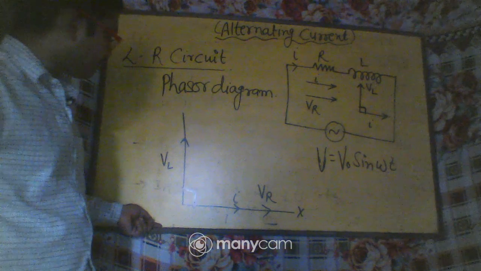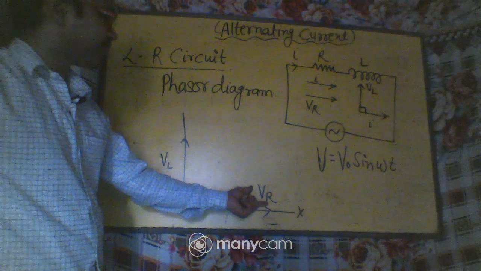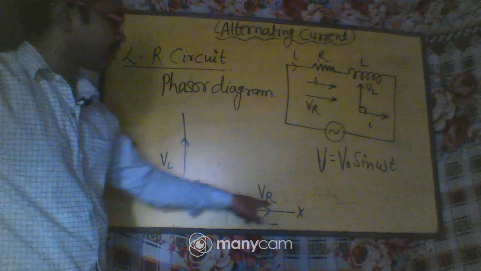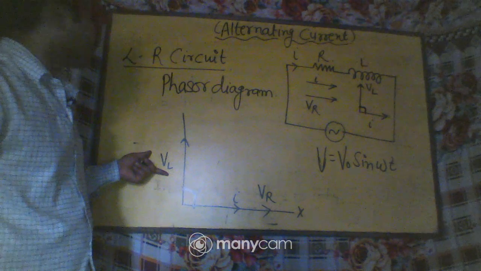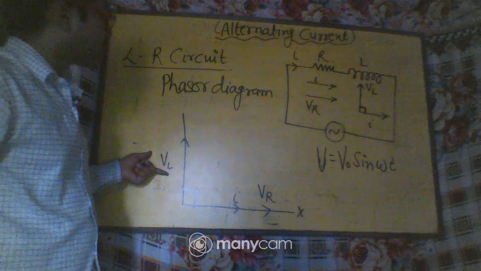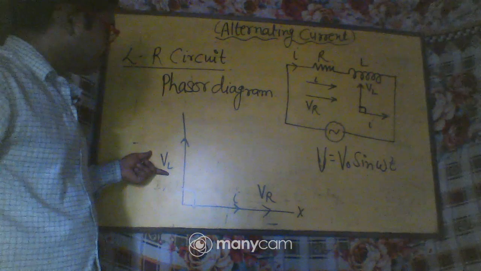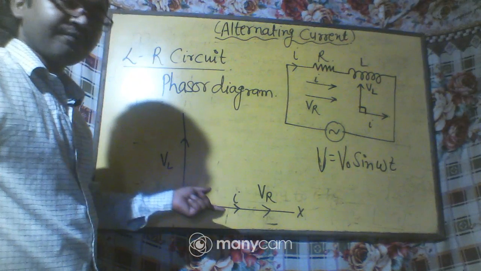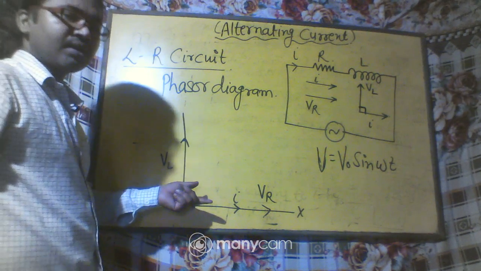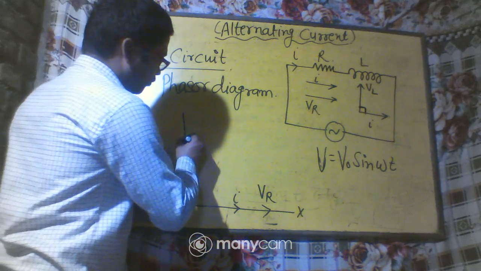Now you can see in the same circuit there are two voltages, VL and VR. This VR is developed in the resistor and this VL is developed in the inductor. So the resultant voltage of this circuit is given by the resultant of these two vectors, VL and VR.